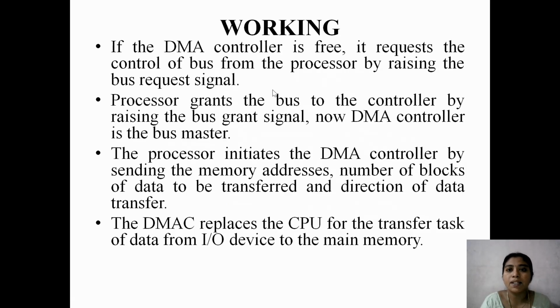Then the processor initiates the DMA controller by sending the memory addresses, the number of blocks of data to be transferred, and the direction of data transfer. The DMA replaces the CPU for the transfer task of data from the I/O device to the main memory.